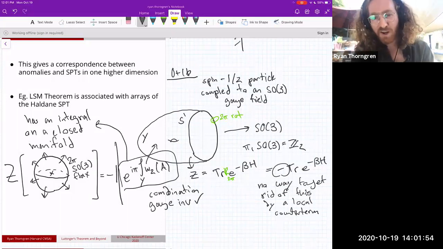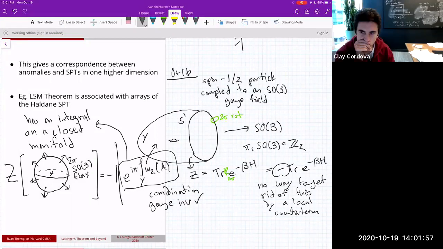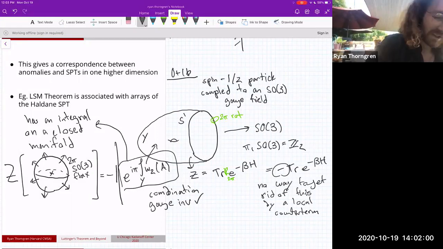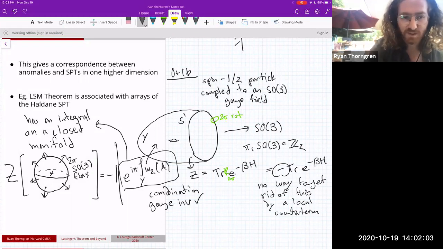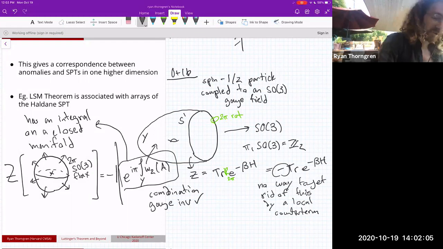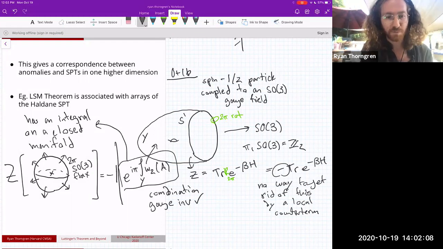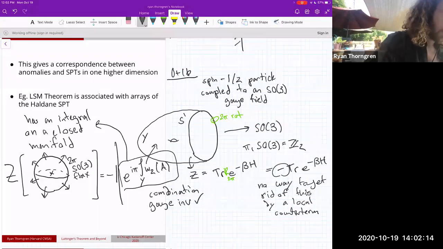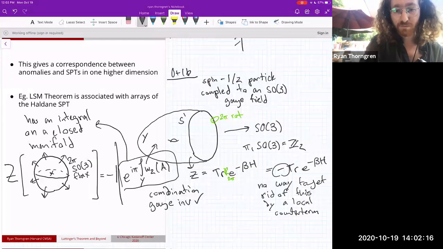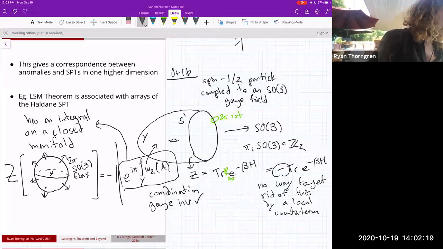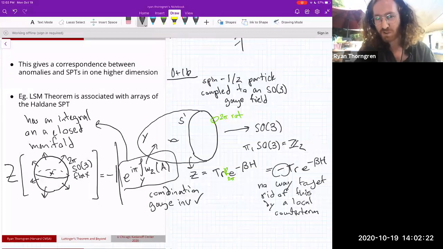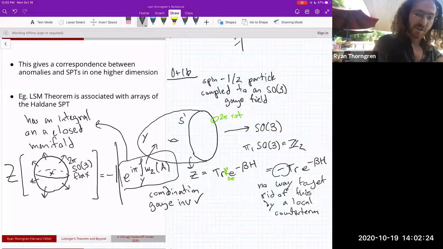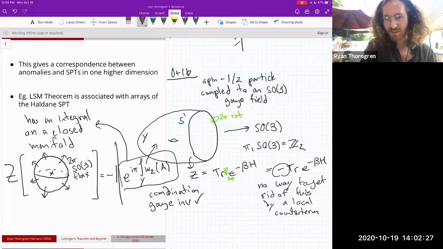And now, if we were able to make the boundary theory gauge invariant by a local counter term, then this integral would have to be 1, or this partition function would have to be 1. So that's one way to see that there really is an anomaly. So the steps are: find a bulk topological term so that the combination of bulk and boundary is gauge invariant, and then find a manifold on which the topological term is non-trivial.